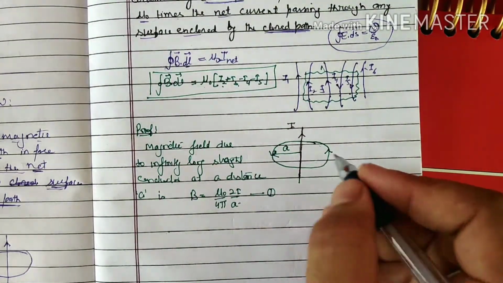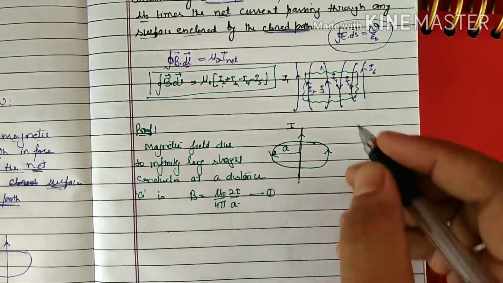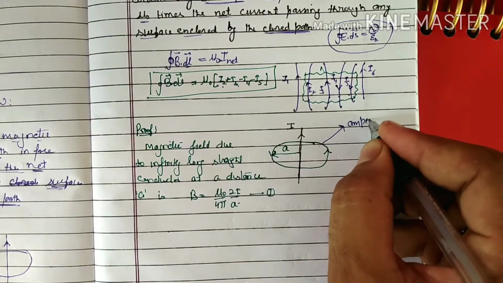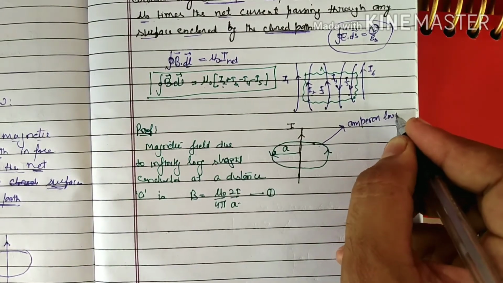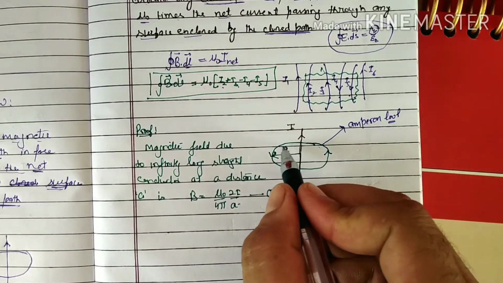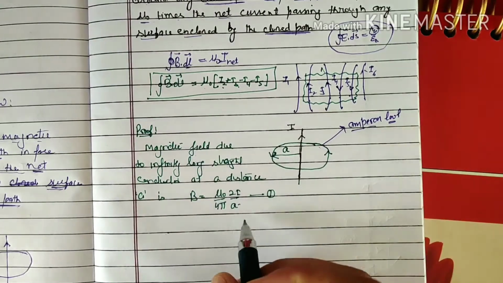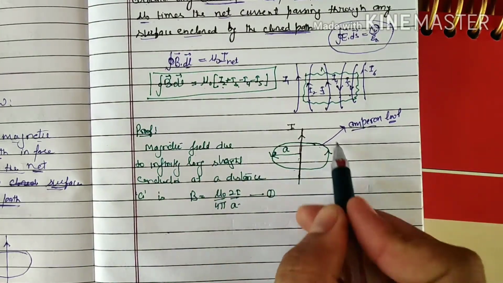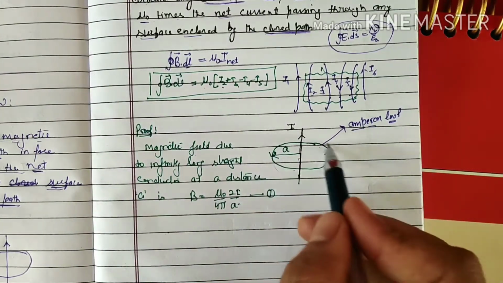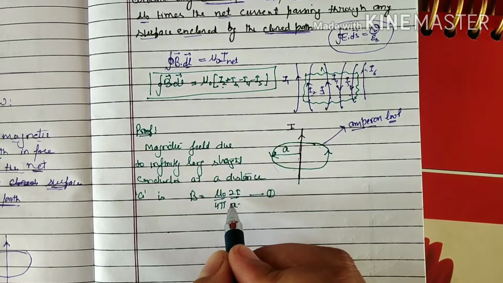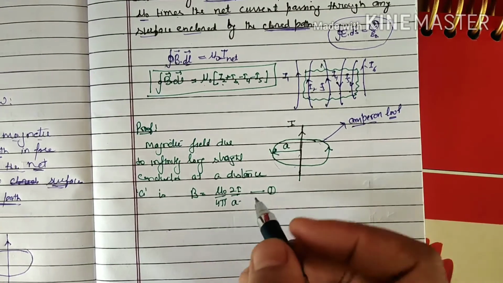Now this closed path is known as the Amperian loop, and at every point on this Amperian loop the magnetic field remains the same. The magnitude of the magnetic field at every point on this Amperian loop is equal to B equals mu naught upon 4 pi times 2 I upon A. This magnitude remains the same.